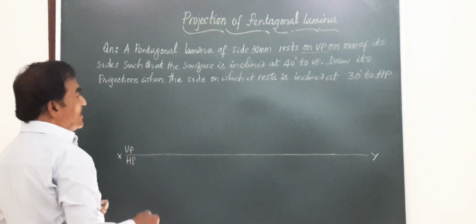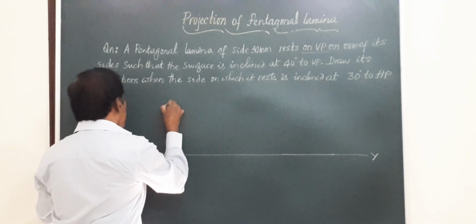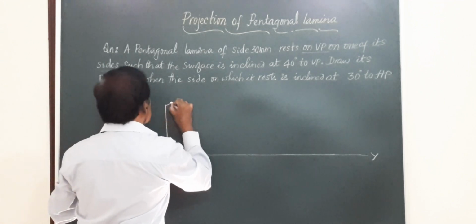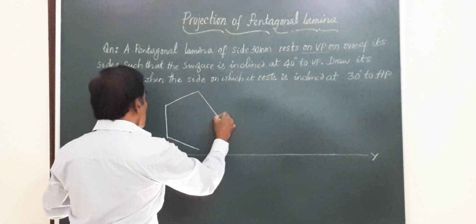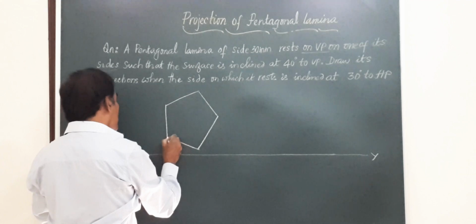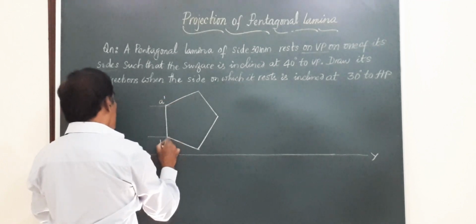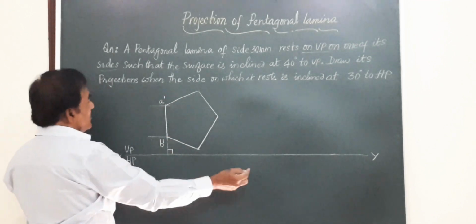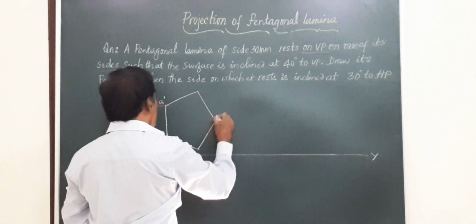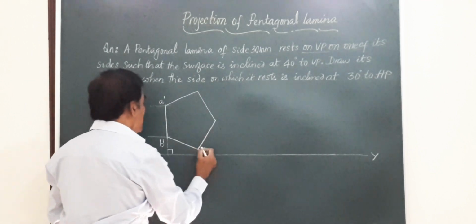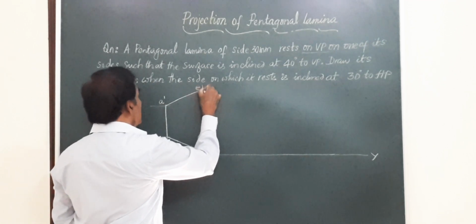Friends, here it's a pentagonal lamina. It has to rest on one of its sides on VP. So I am going to draw a regular pentagon having side measuring 30 mm, which is resting on VP, with one of the sides, say this AB, I'll say A dash B dash, which is normal to HP, normal to XY. And friends, this will give you the front view of the lamina, that is a regular pentagon. This is going to be C dash, D dash, and this is A dash. This is a regular pentagon.